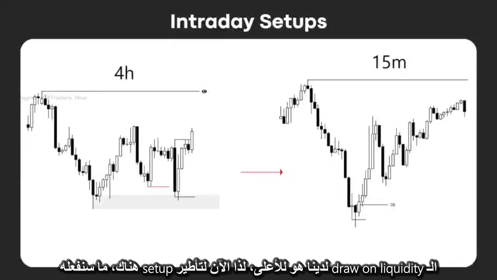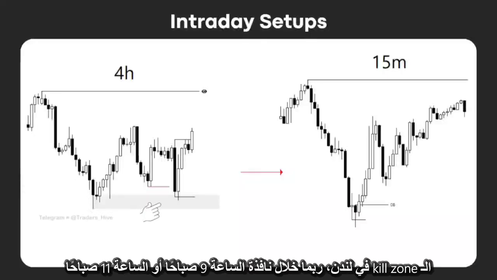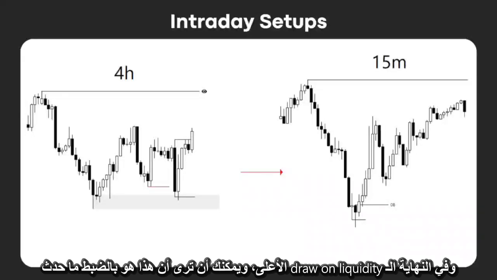So now for us to frame a setup there, what we're going to do is wait for that candle range low to be purged at a key time during the London kill zone, maybe during the 9 a.m. time window, or the 11 a.m. time window during the close kill zone. And then we're going to frame a setup and target the candle range high and eventually the drawn liquidity higher. And you can see that's exactly what happened.